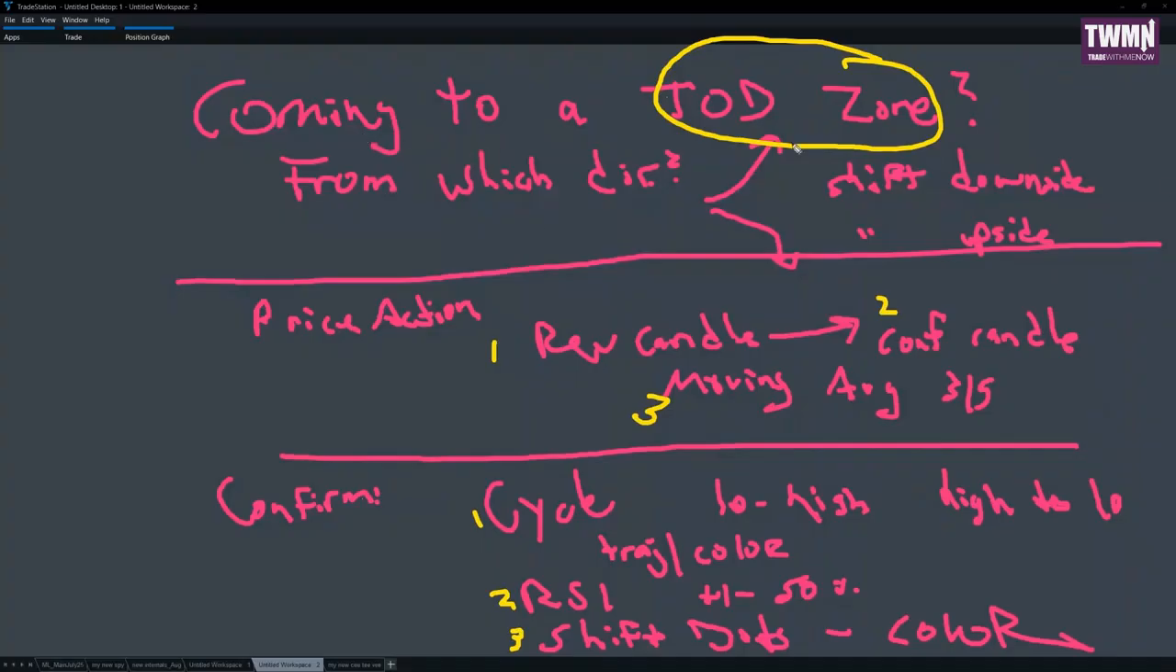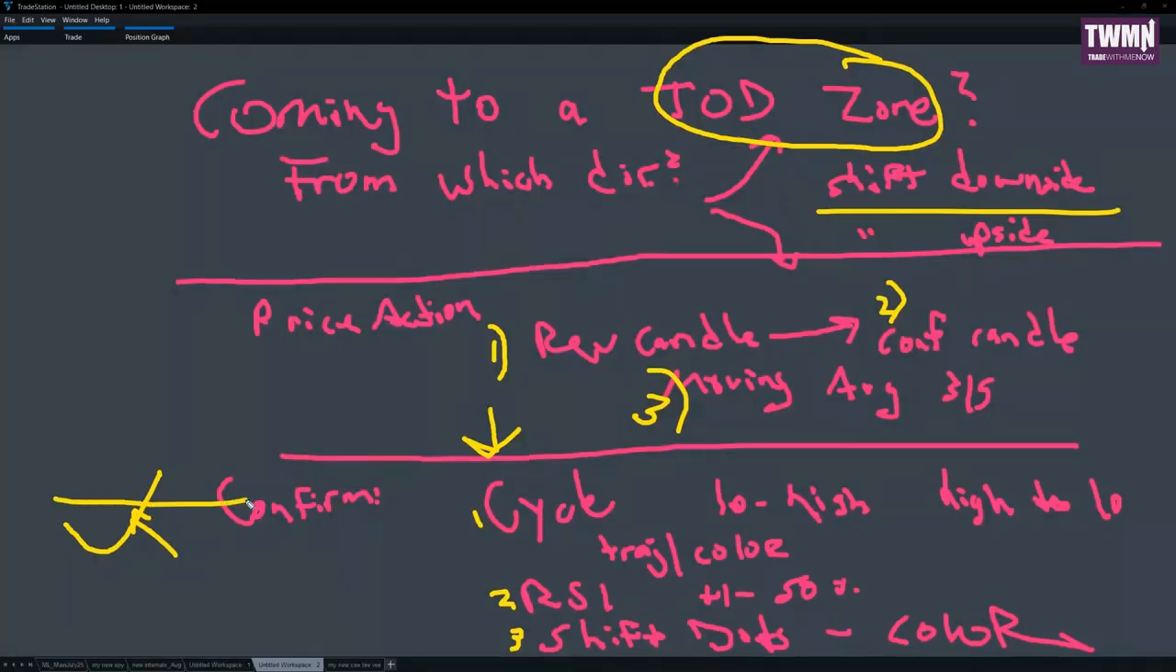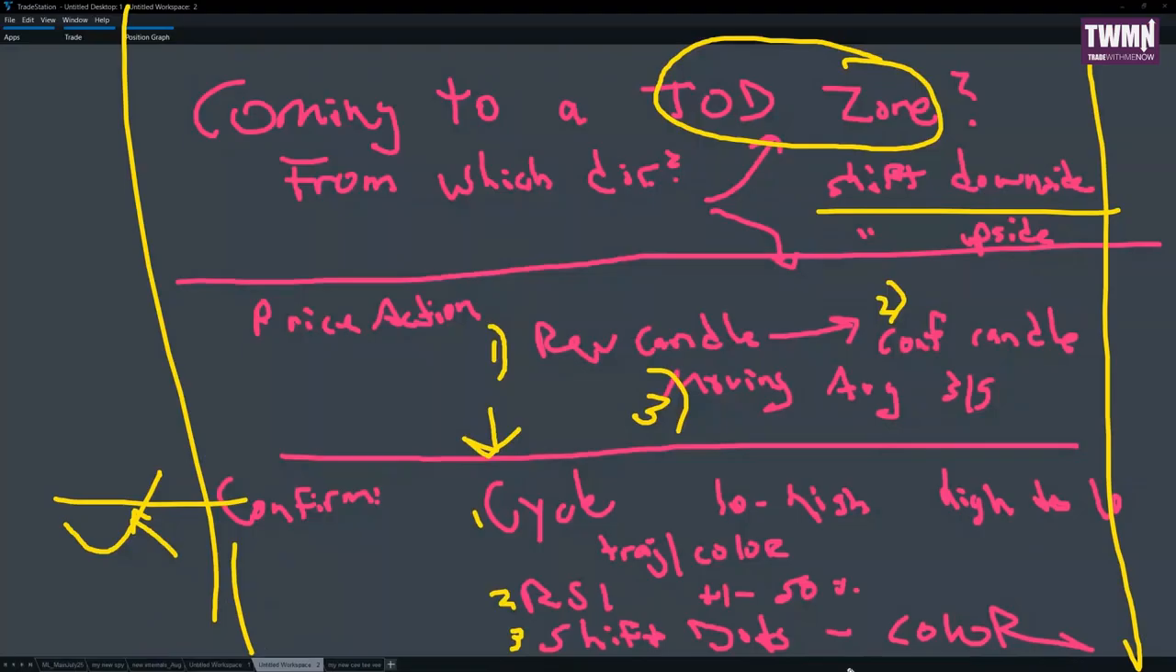Coming up to a time of day zone, from which direction? Then you know which way we're looking for the shift. Wait for price action. Number 1 gets the reversal candle, confirmation candle. Wait for the moving averages to cross and then confirm with 3 indicators. The cycle, you want the cycle to be turning and changing color. You want the RSI above 50%, and you want the dots all one color. Everybody clear? It could not be more simple than this.